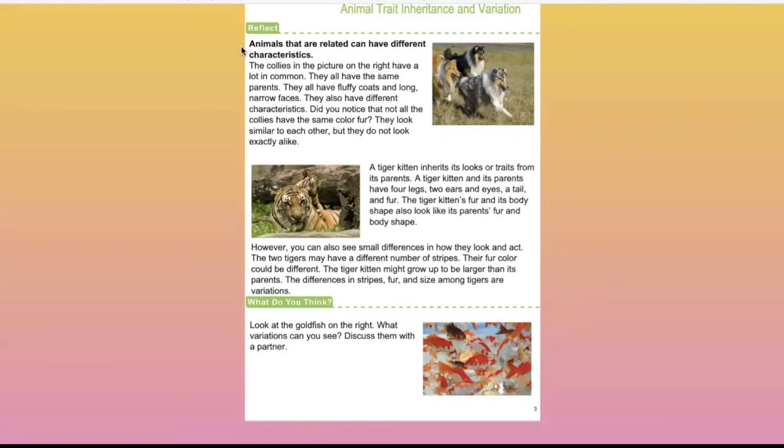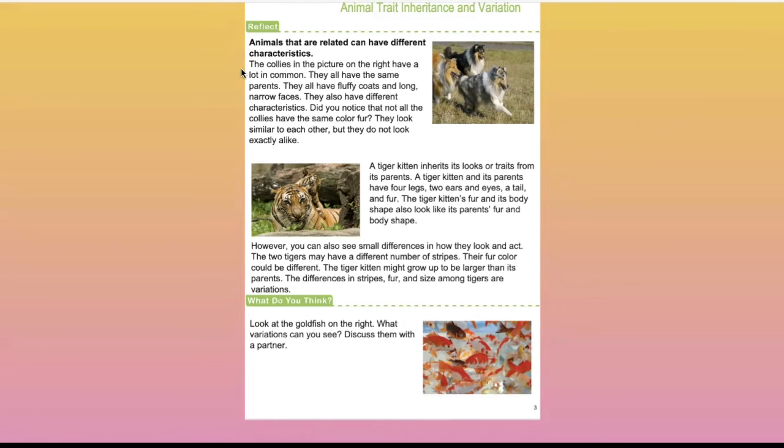Page 3. Reflect. Animals that are related can have different characteristics. The collies in the picture on the right have a lot in common. They all have the same parents, they all have fluffy coats and long, narrow faces. They also have different characteristics. Did you notice not all the collies have the same color fur? They look similar to each other, but they do not look exactly alike.